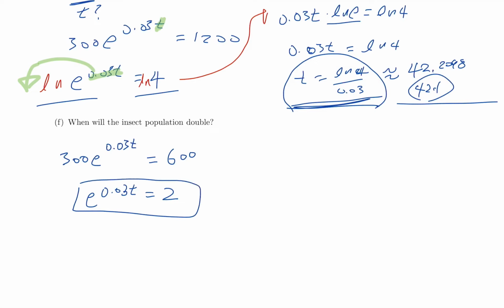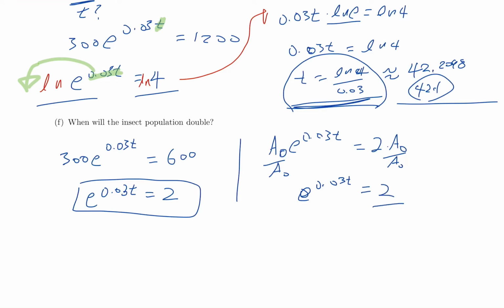And even if the initial population wasn't given, we can still solve for it. Let's say all they give us was just A0 e to the 0.03t. Then double means 2 times A0 as the population. We divide by A0 on both sides, where A0 just means the initial population, whatever that is. Regardless, we're still solving for 2. So for double population, or also the idea of half-life, it's the same idea. We don't actually need to know the initial population to solve for double.